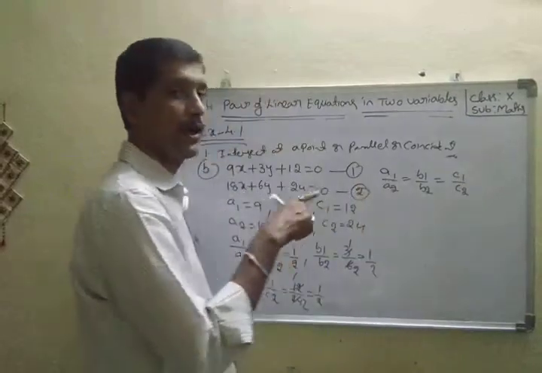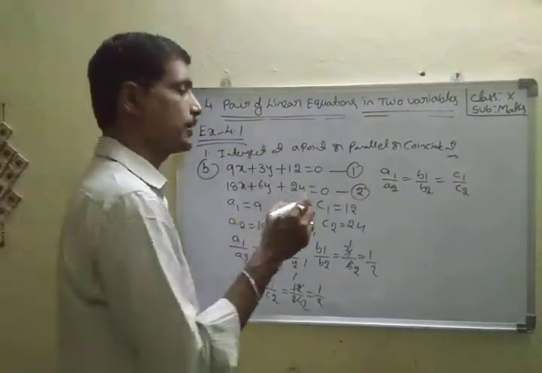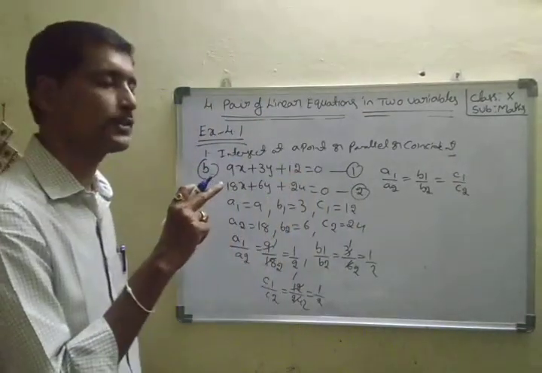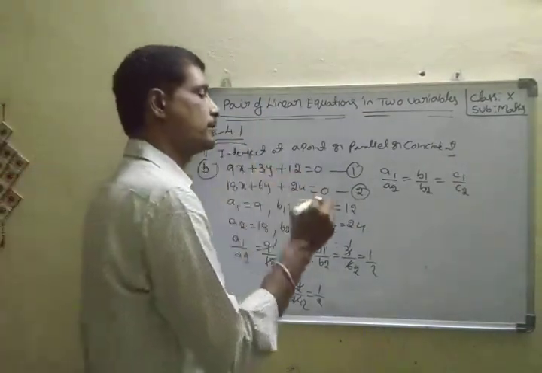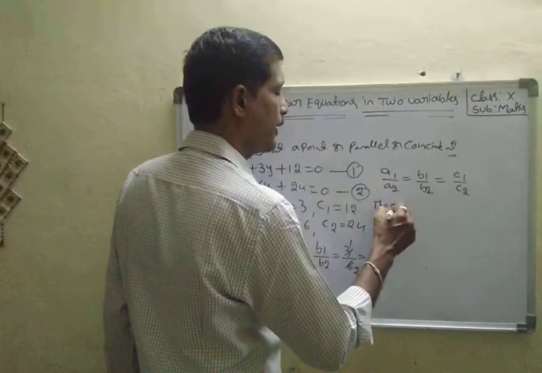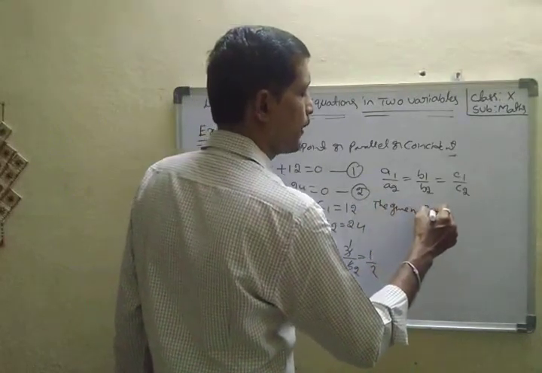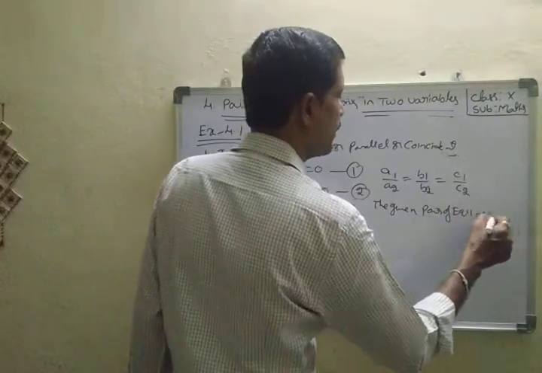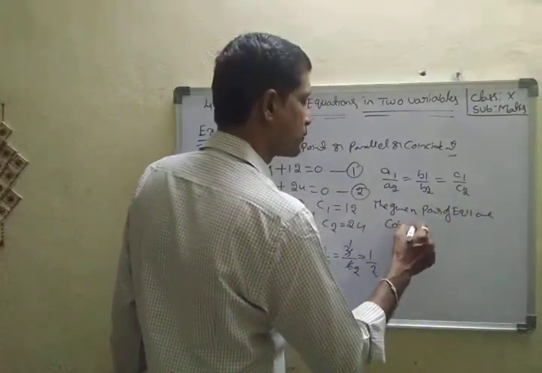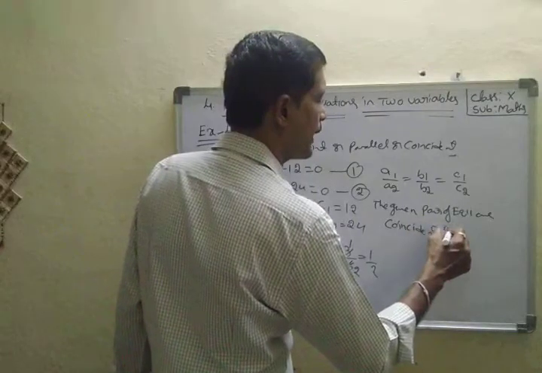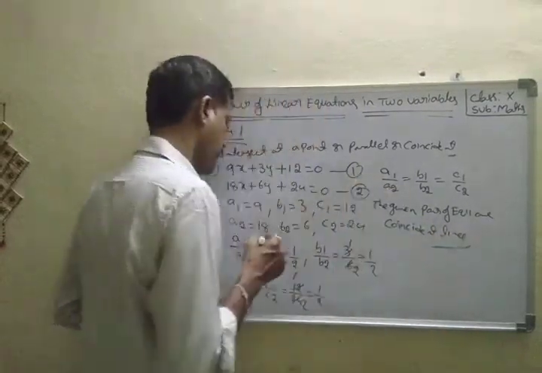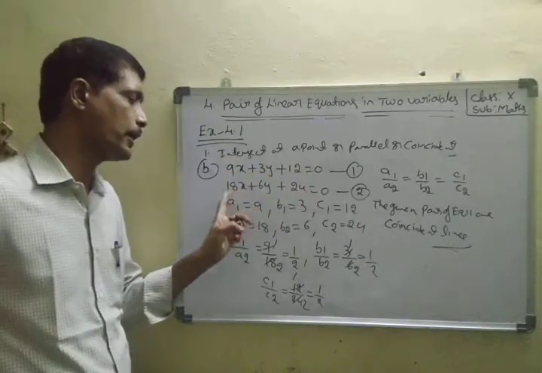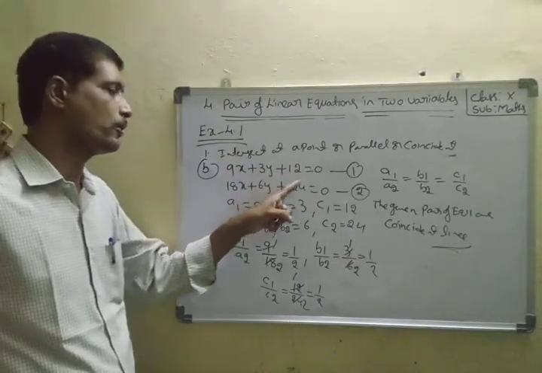This is the condition for what? Infinite solutions. This is the condition for infinite solutions. Therefore, the given pair of equations are coincident lines. Okay, here see 9x plus 3y plus 12 equal to 0, 18x plus 6y plus 24 equal to 0.